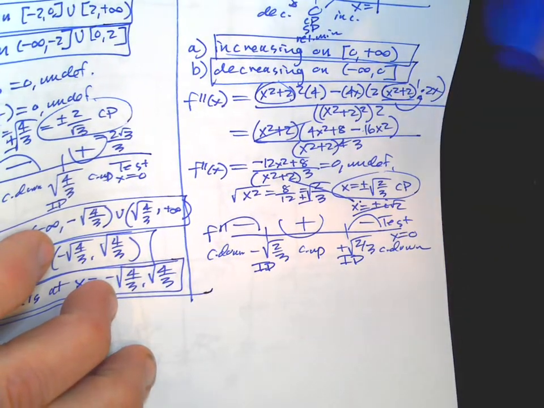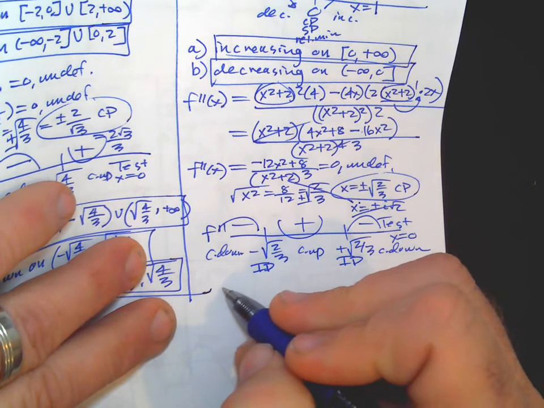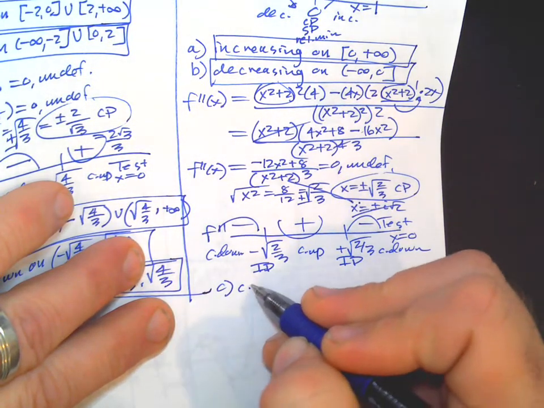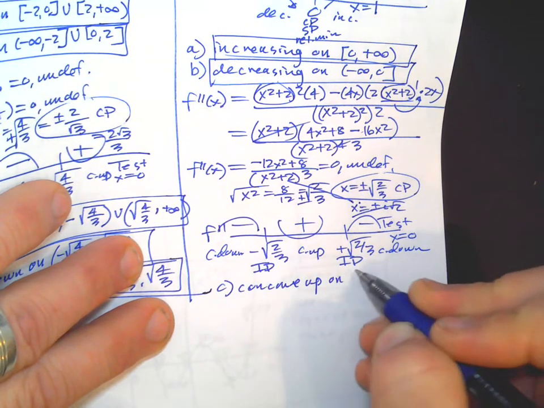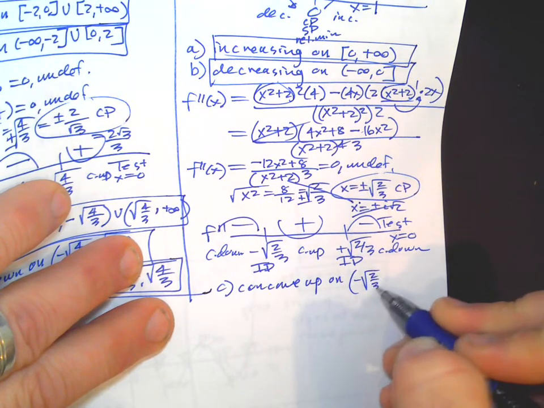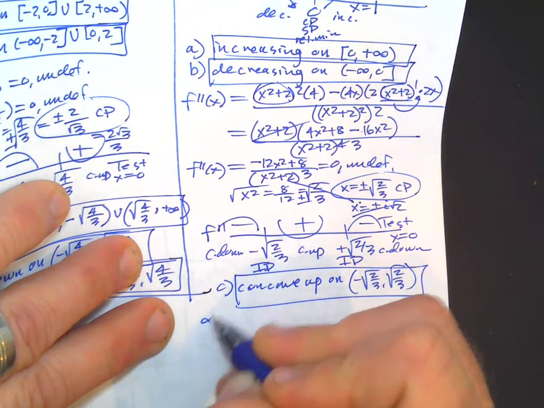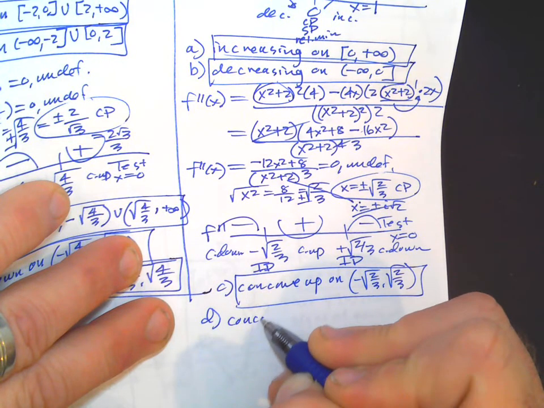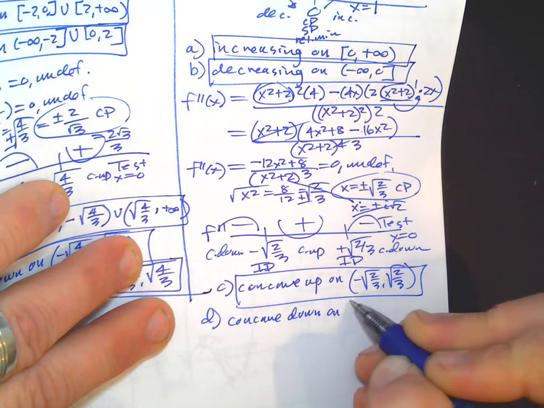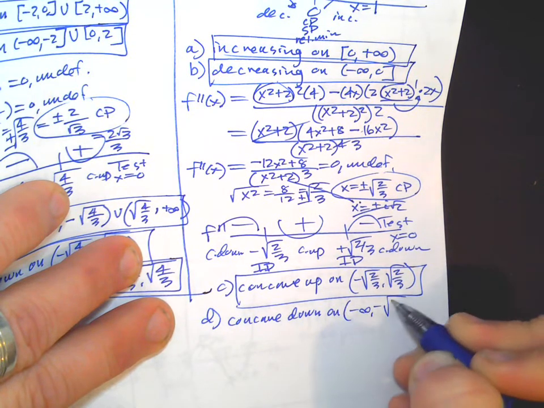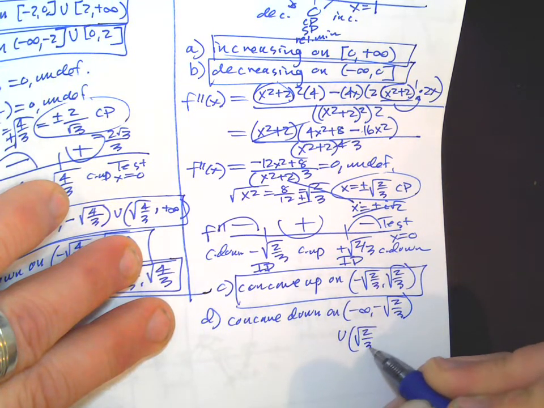So let's see. So I'm going to say part C, concave up on negative square root of 2/3 to positive square root of 2/3. D, concave down on negative infinity to negative square root of 2/3 and square root of 2/3 to positive infinity.